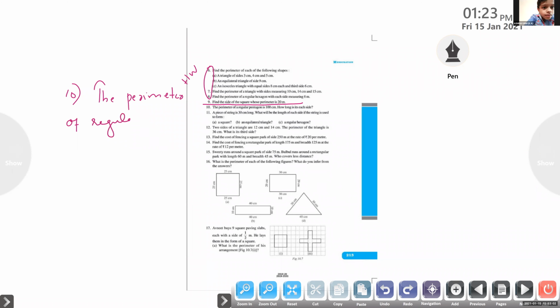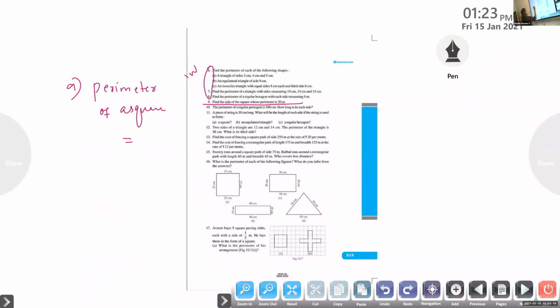Ninth question: perimeter of a square. What is the perimeter of a square? 4 into side. Ma'am, is it 4 into 20, 80 meters? The 10th question is 20 meters.